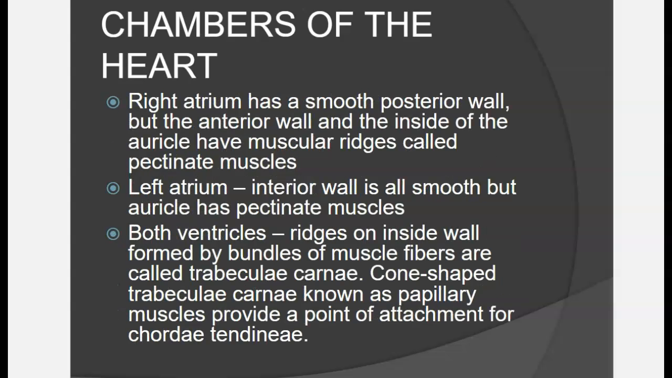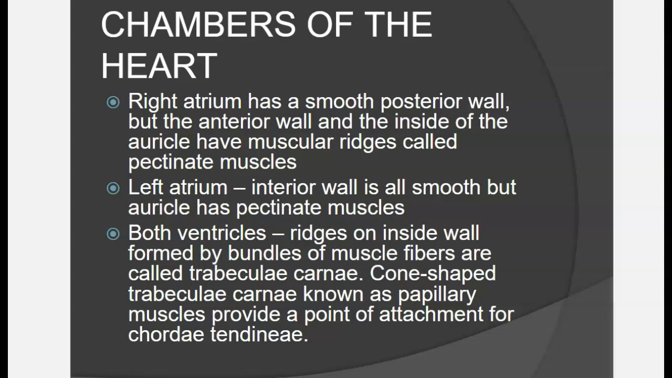The right atrium, when you look at it internally, the back side is smooth, but the front side has some ridges or bumps, and those are known as pectinate muscles. You'll see those when they go into the auricle of the right atrium. An auricle is a pouch, if you think of it. The left atrium is all smooth, but its auricle also has the pectinate muscles.